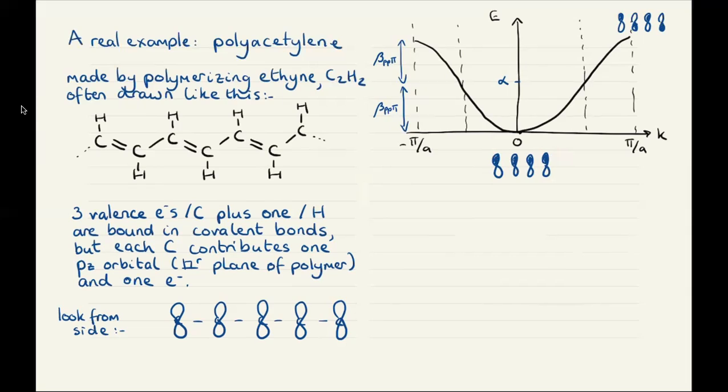And if we forget about the discussion we just had about the Peierls distortion, each carbon atom donates 1 orbital and 1 electron. And so the band would be half filled, the Fermi energy would be halfway up. And so naively, we would expect a half-filled band and metallic behavior.